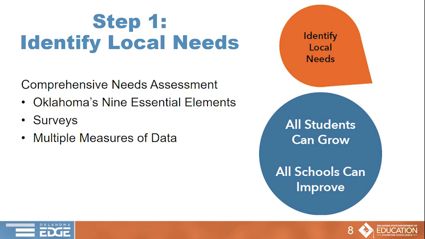In addition to a review of the 9 EEs and stakeholder response, schools must also look at multiple measures such as attendance, discipline, assessment scores, and other measures that impact student achievement. These 3 things, the essential elements, the stakeholder surveys, and the multiple measures of data, together can help schools identify their needs, where they need to focus their improvement efforts.